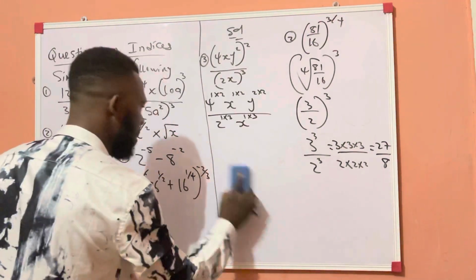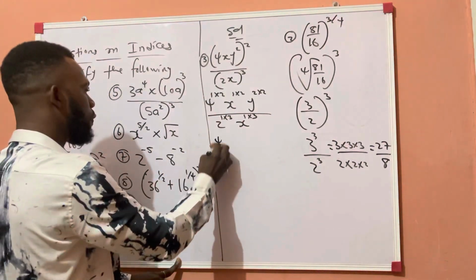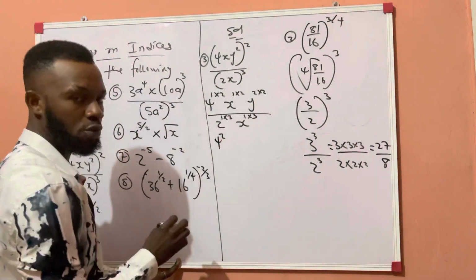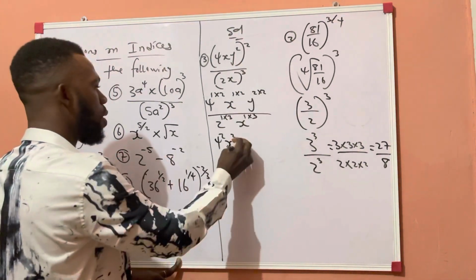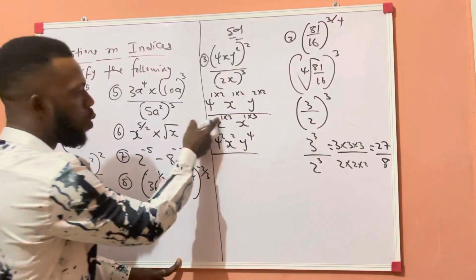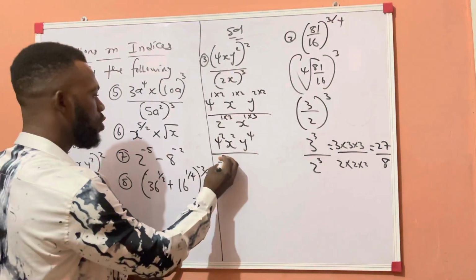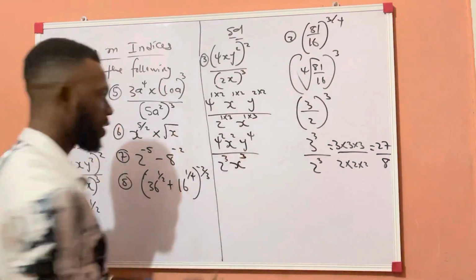So without wasting time, let us proceed. 1 times 2 gives us 2. So here becomes 4 raised to power 2. 1 times 2 gives us 2, x raised to power 2. 2 times 2 gives us 4, y raised to power 4. All over. 1 times 3 gives us 3, 2 raised to power 3. 1 times 3 gives us 3, x raised to power 3.